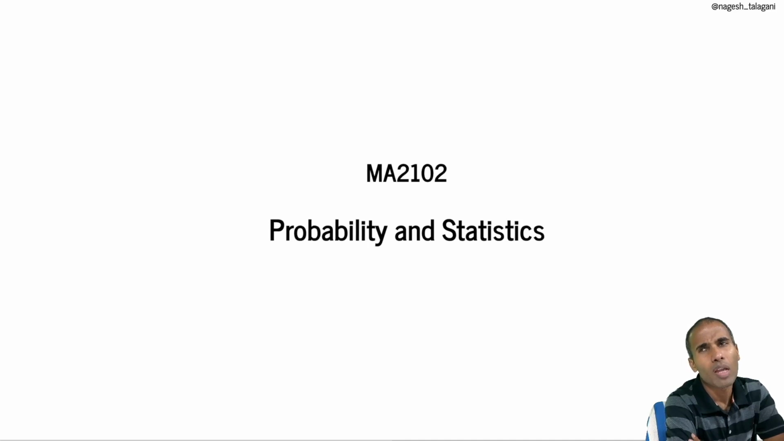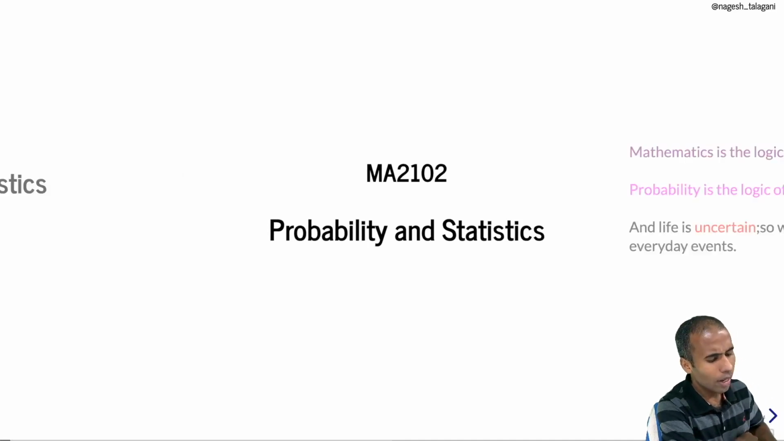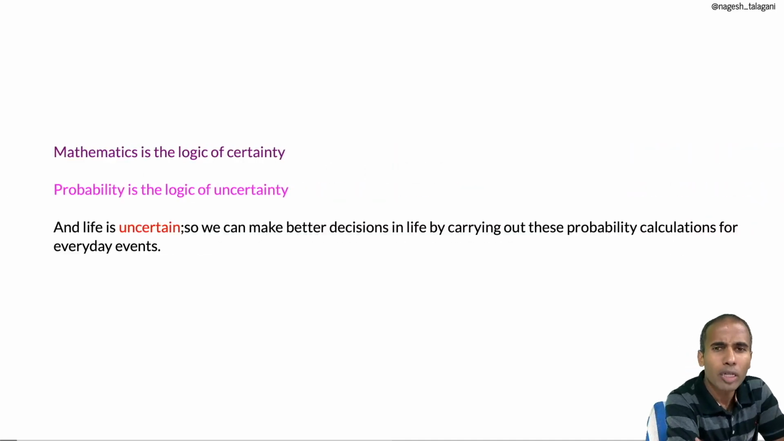Now, we know that mathematics is the logic of certainty, right? But probability is the logic of uncertainty, and our life is uncertain. So we can make much better decisions in life by carrying out these probability calculations for everyday events.